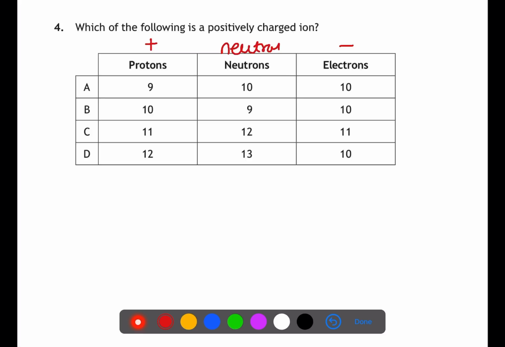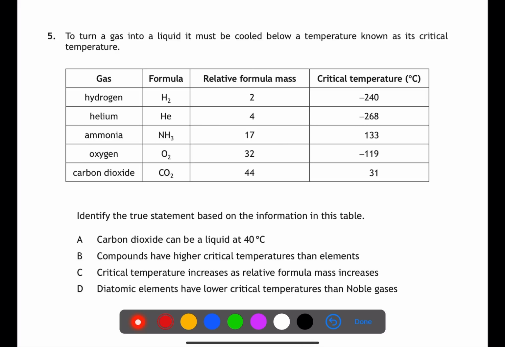For A, you can see that we have 10 electrons and 9 protons. This means we have 1 more electron than there are protons, so this will be a negatively charged ion. For B, we have the same number of protons and electrons, so this will be neutral. For C, we have the same number of protons and electrons, so this will also be neutral. And for D, we have 12 protons and 10 electrons. This means that we have 2 more protons than electrons, so this will be a positively charged ion with a 2+ charge.